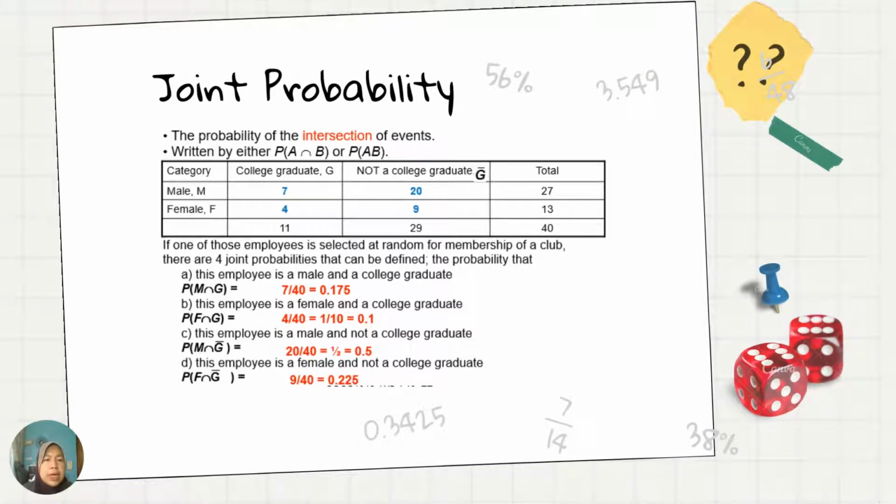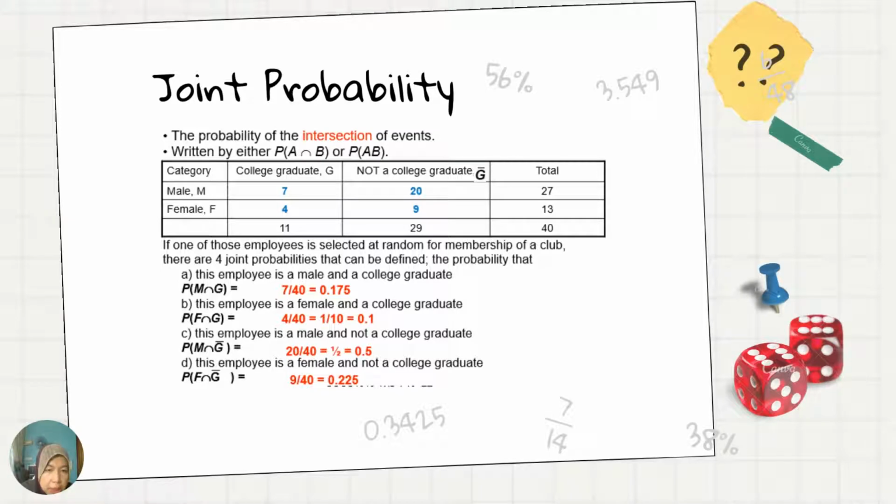Alright, so here the joint probability is normally also used in representing the intersection of events. It is written either as probability of A intersection B, or P(A and B). The intersection, we take directly. But if you have this table, this table has a name. Remember its name.